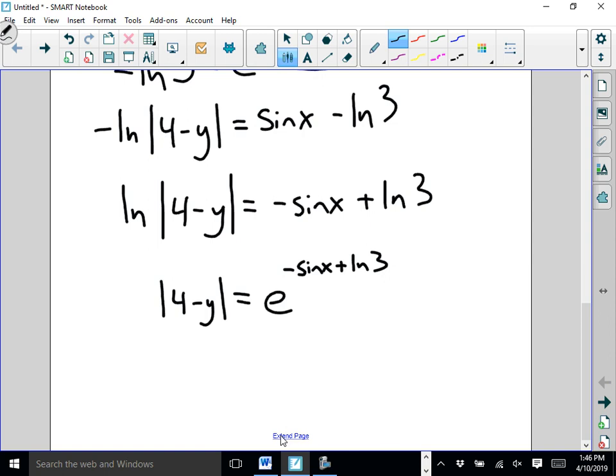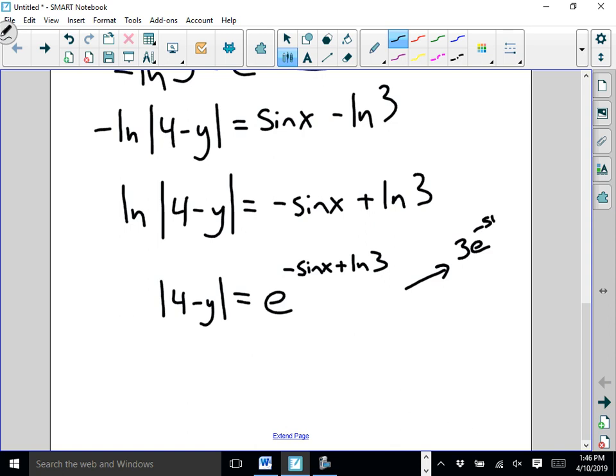You can't write e and negative sine x and plus ln 3 all on the same plane. It obviously has to be a superscript there. Okay? Here's the place where sometimes if it's a multiple choice, you can just leave it like this, right? But if it was a multiple choice, they might simplify e to the negative sine x plus ln 3. They might simplify this to 3e to the negative sine x.